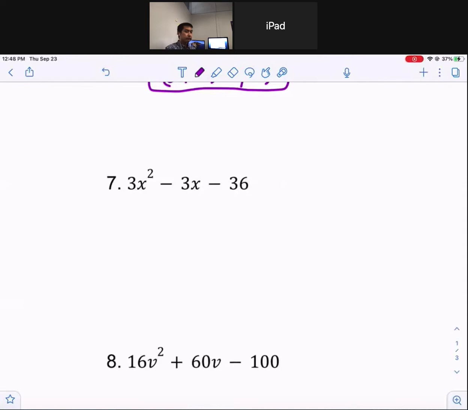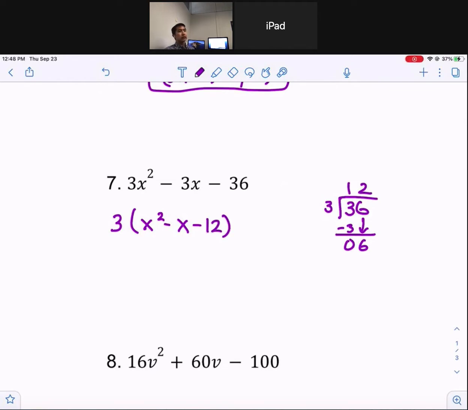Number 7. Can you factor out something from each term? Yes, you can factor out a 3. X squared minus x. Now, if you guys don't know how to divide bigger numbers, something you should do is use your elementary school skills. If you don't know if 3 can go into 36, try it. 3 goes into 3 once. 3 goes into 6 twice. So 3 goes into 36 12 times. Again, that is for those students who cannot divide in their head. Just write it out, right?